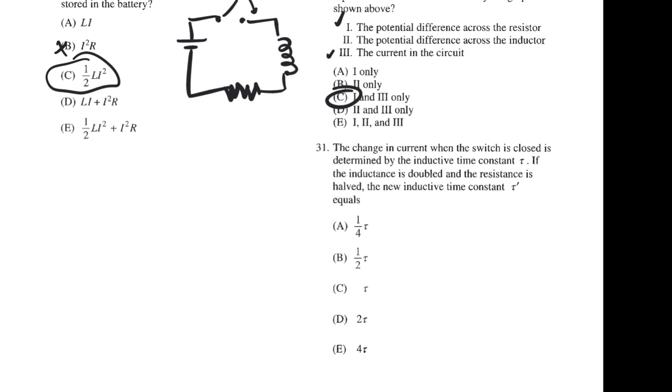The change in current when the switch is closed is determined by the inductive time constant, tau. If the inductance is doubled and the resistance is halved, the new inductive time constant. The time constant is RC for a capacitor, so is it L over R, I think, for an inductor. So, inductance is doubled and the resistance is halved, so 4.